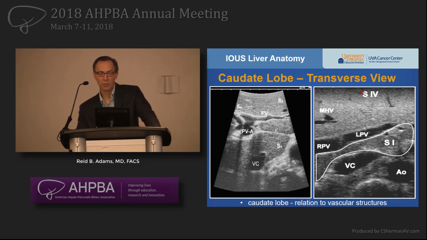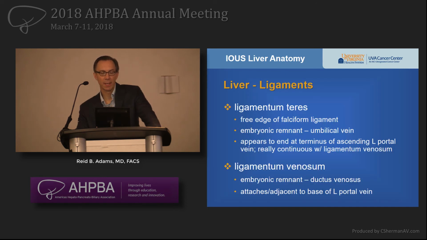Based upon these structures, this is segment 4, posterior to the porta and anterior to the vena cava. Then this is segment 1 in this patient, and then you can see the aorta as part of this over here. So you can see a very nice series of images and how well you can define the anatomy in these patients.